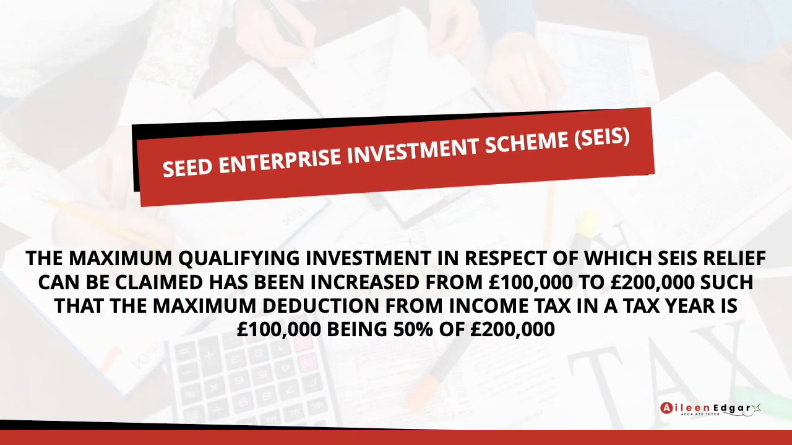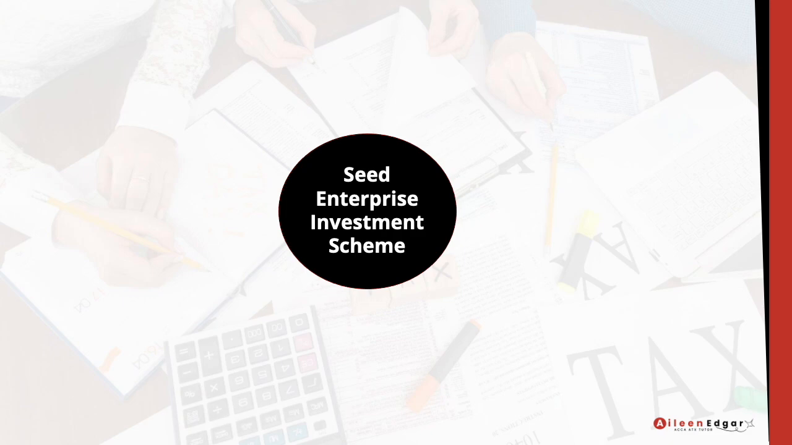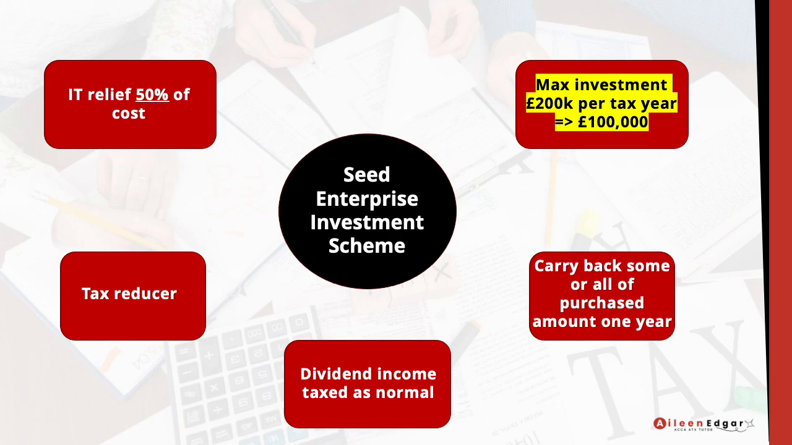The Seed Enterprise Investment Scheme is a special type of investment where an individual can get some relief from income tax as a result of the investment. The maximum qualifying investment that can be claimed on is now £200,000 rather than £100,000. So that means now that the maximum deduction from income tax in a tax year is £100,000, which is 50% of that £200,000. All of the other conditions remain the same.